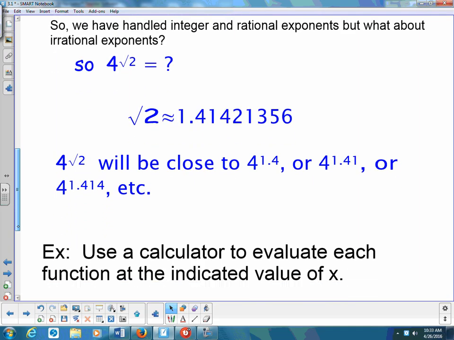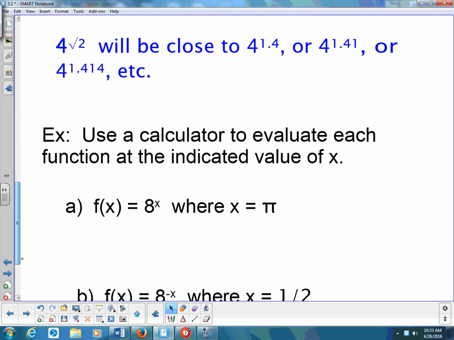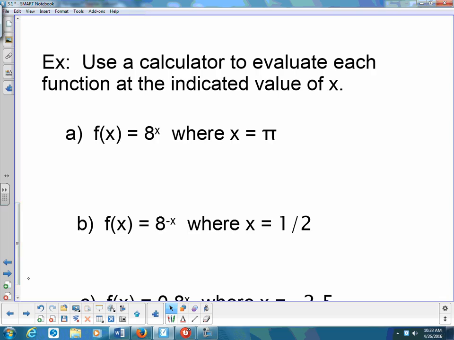You can use a calculator to evaluate each function at the indicated value of x. So f of x equals 8 to the x, where x is equal to pi. If you wanted to evaluate that, you're really trying to find f of pi, which would be, in this case, 8 raised to the pi power. Your calculator will be happy to help you with that.